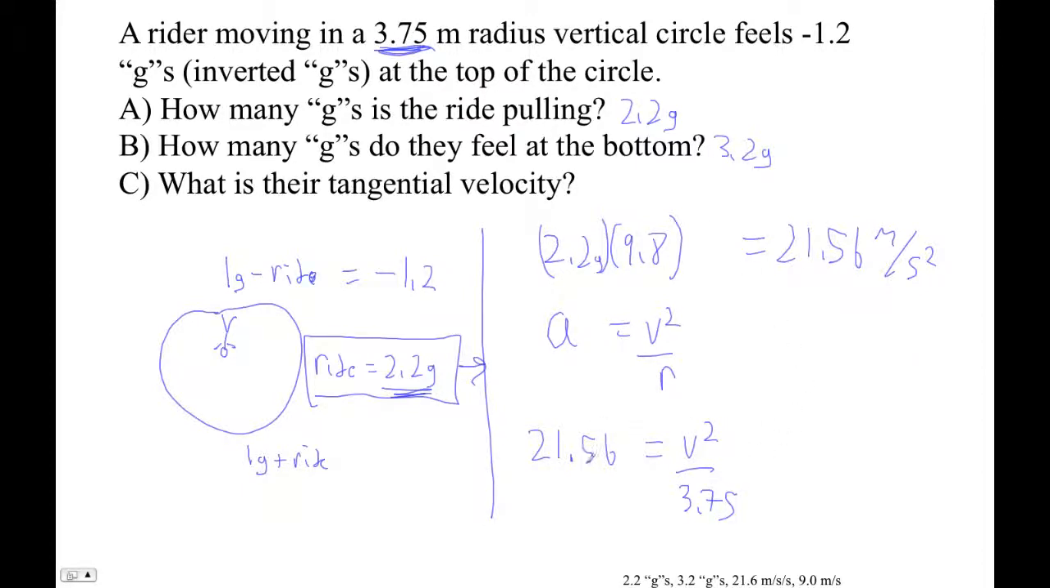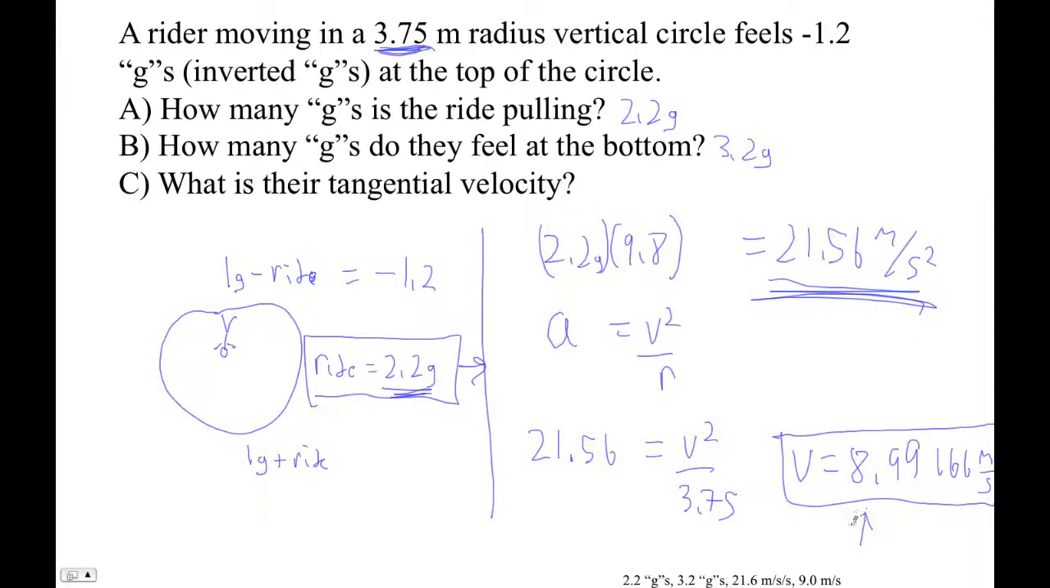I'm going to go 21.56 times 3.75, then raise that to the 0.5, and I get 8.99. V is 8.99166 meters per second. There we go, right? So this is the acceleration in meters per second squared, and this is the tangential velocity given the radius.